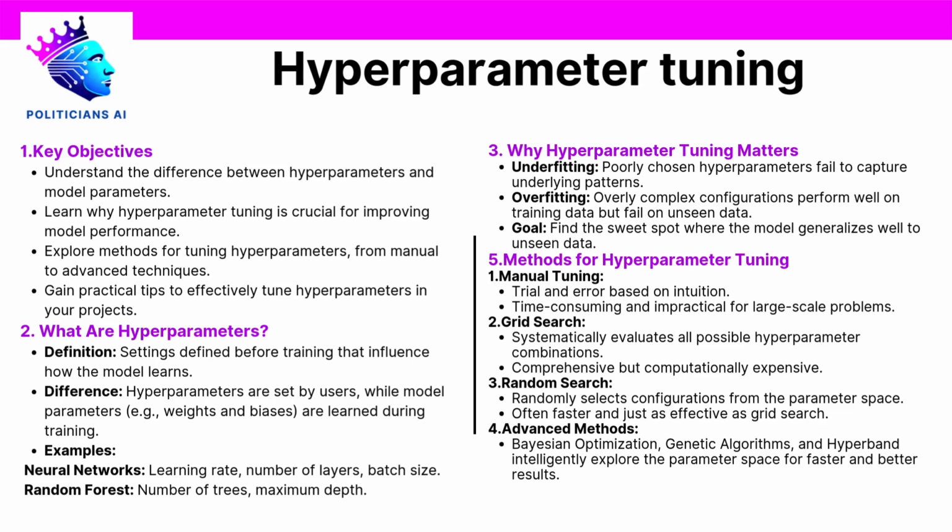Number of layers or neurons. In a neural network, these define the complexity of the model. More layers can capture more complex patterns but may risk overfitting if the model is too large.